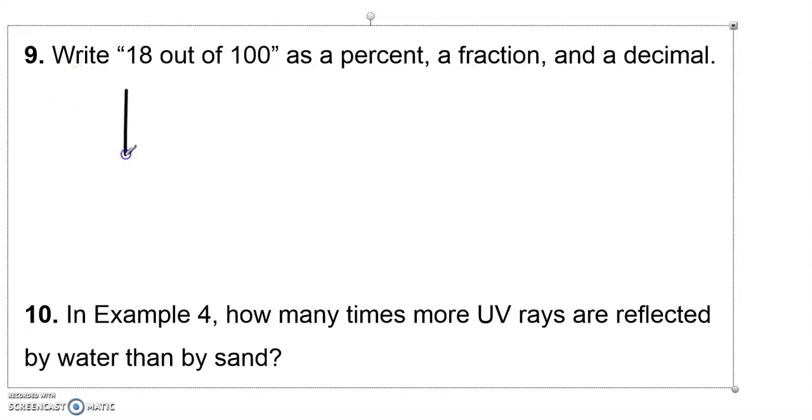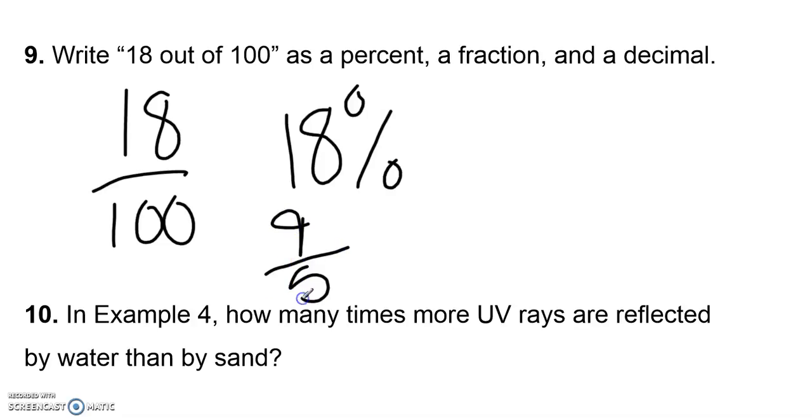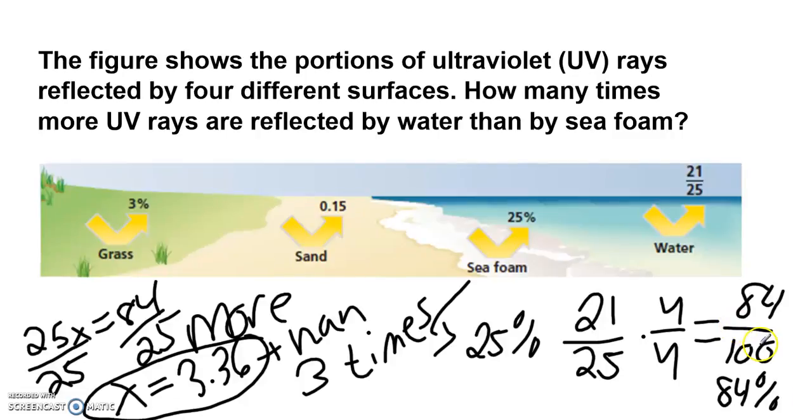Okay. So write 18 out of 100 as a percent. So that is going to be 18% as a fraction, which is what we just did, but if you want to simplify it, it's going to be 9/50. Okay, and then as a decimal it's 0.18. And then in example 4, how many more times UV rays are reflected by water than by sand? I'm going to let you do that by yourself if you want to. So here you start with the 84%, and you figure out how it goes from 84% to 15%.